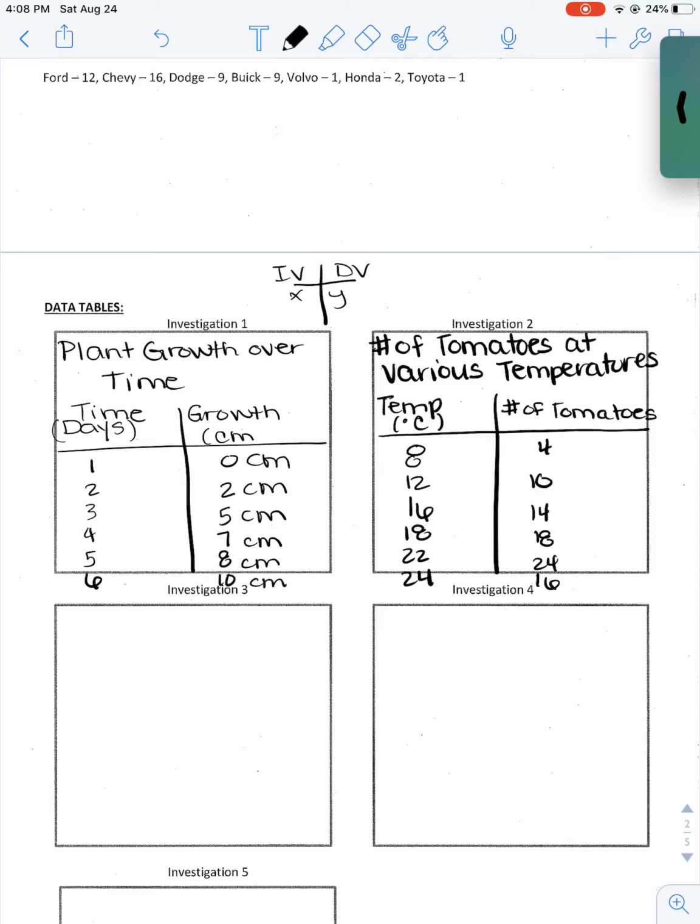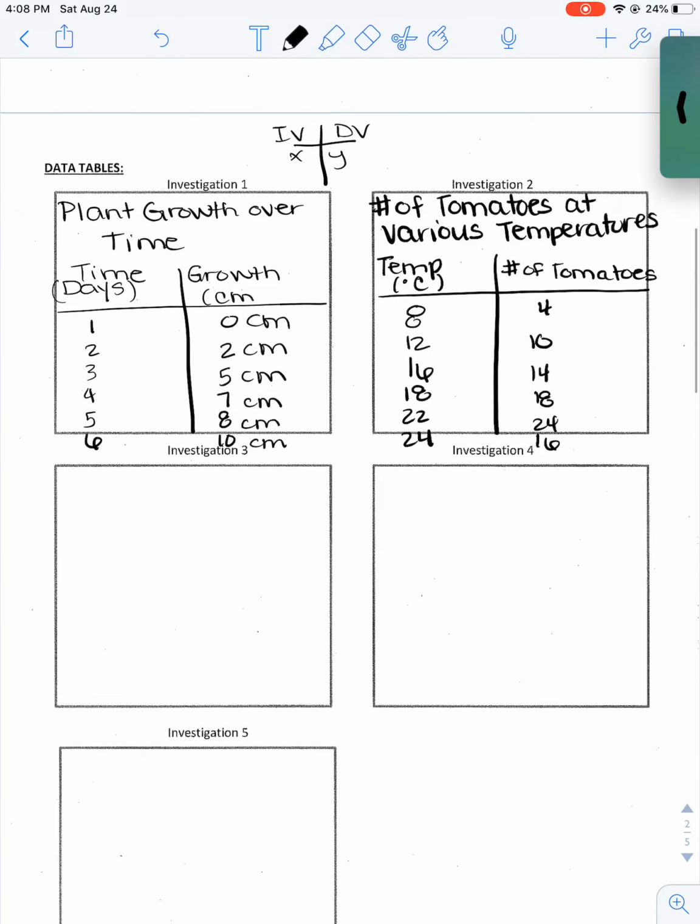Okay, so that's kind of it for data tables. As long as you followed those basic principles for 3, 4, and 5, you would have also been fine. Let's come down and take a look at the graphing.